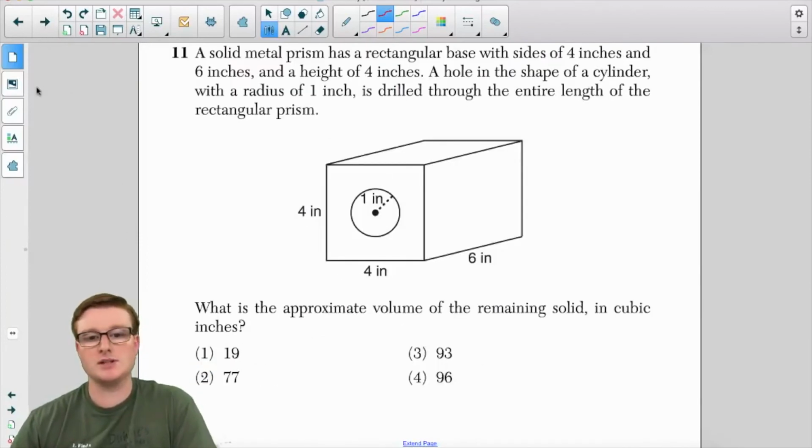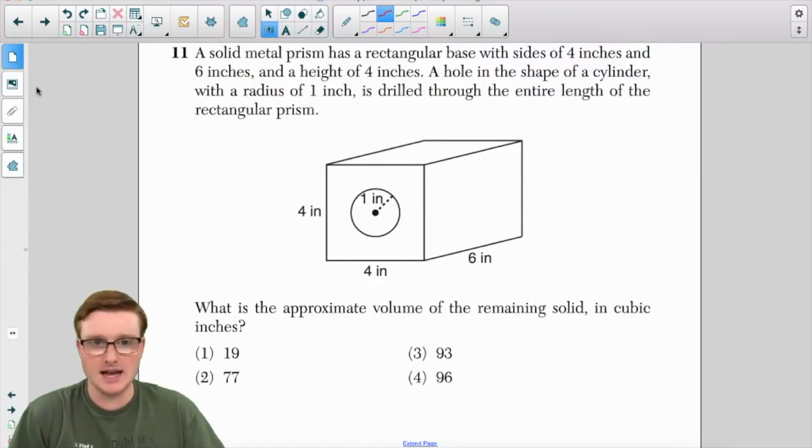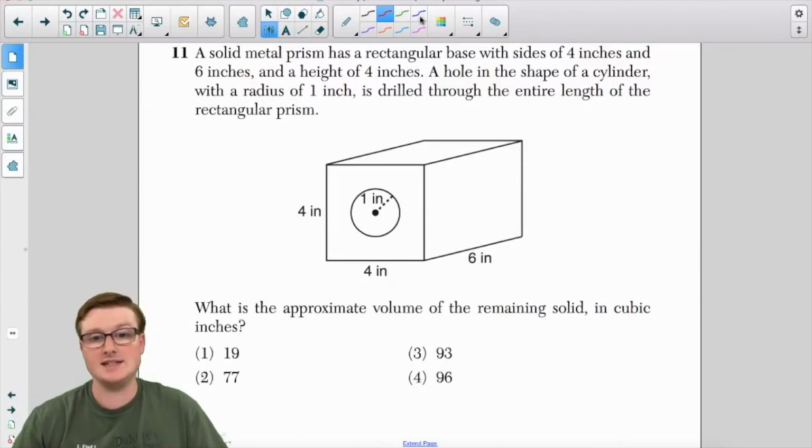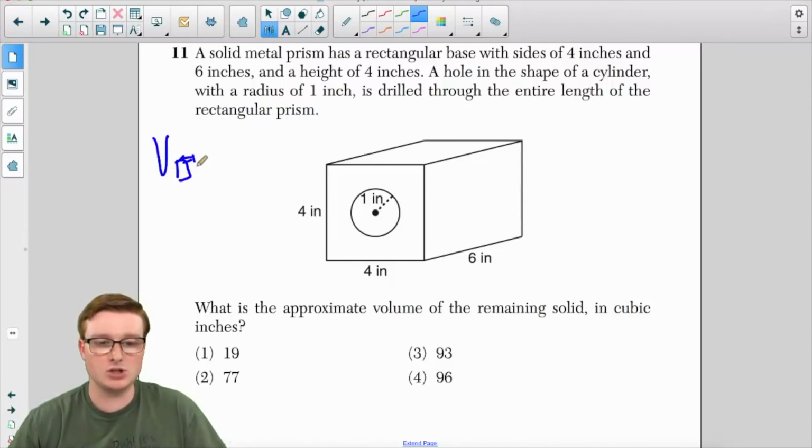A solid metal prism has a rectangular base with sides of 4 inches and 6 inches and a height of 4 inches. A hole in the shape of a cylinder with a radius of 1 inch is drilled through the entire length of the rectangular prism. What is the approximate volume of the remaining solid in cubic inches? In other words, it's asking you to take the volume of the prism, which is just a box.